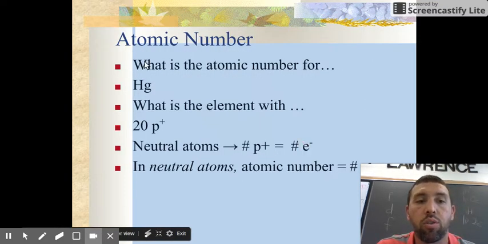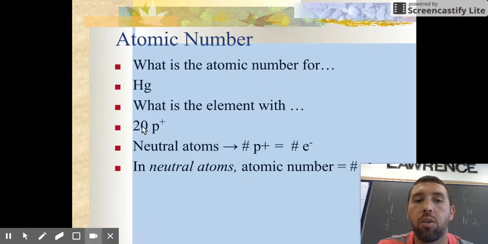All right, so let's do some practice. What is the atomic number for mercury? What element has 20 protons? Quick review, quick practice, use your periodic table, pause the video, and then you'll get the answer.